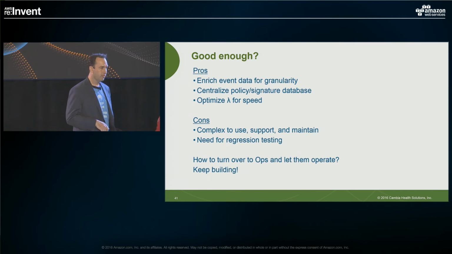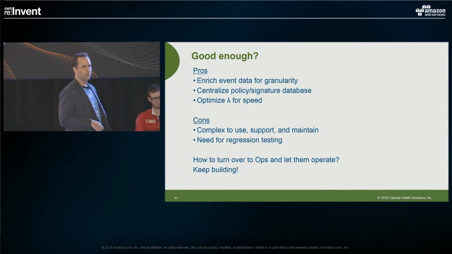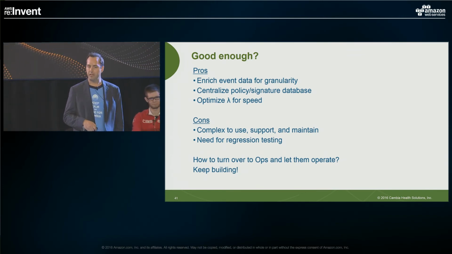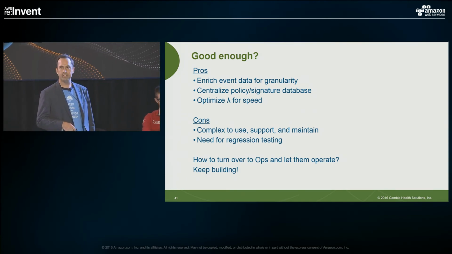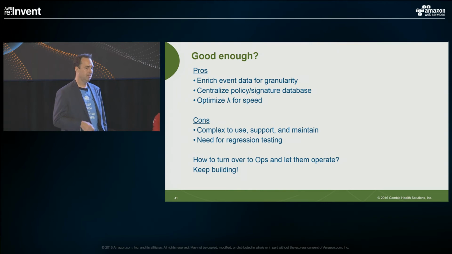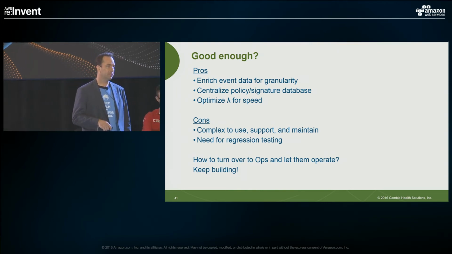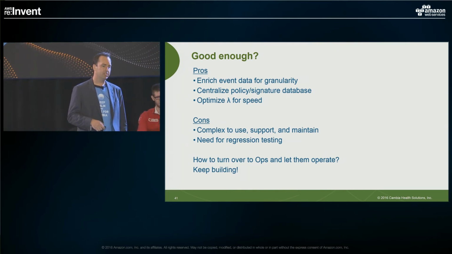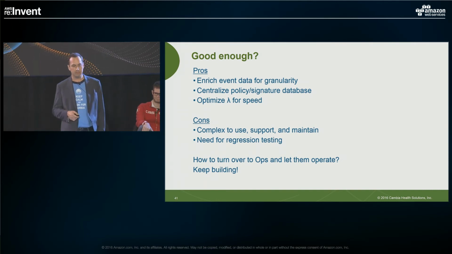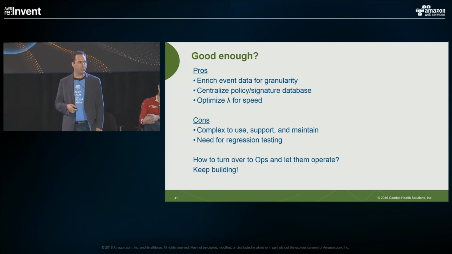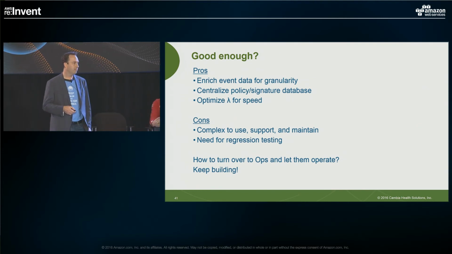So what do we have here? We can know a lot more about the workload and the user and what's supposed to be going on. We can have a centralized policy and signature database rather than having to do that in each Lambda. Lambdas work a lot faster, right? So when we're optimizing there, we've got our Lambda cost per month down to $2.60. So, we win there. It is relatively more complex to use, support, and maintain.